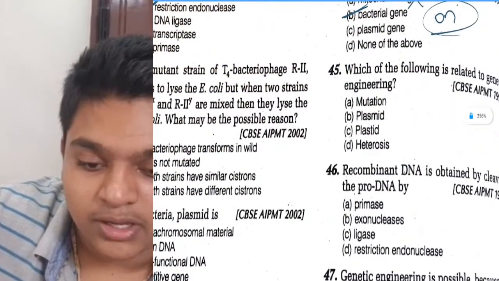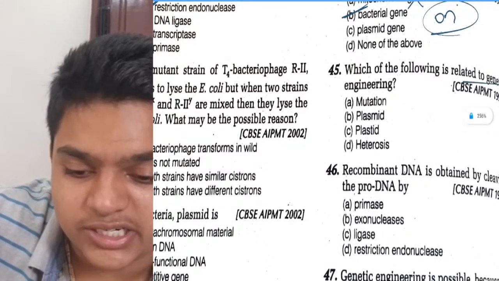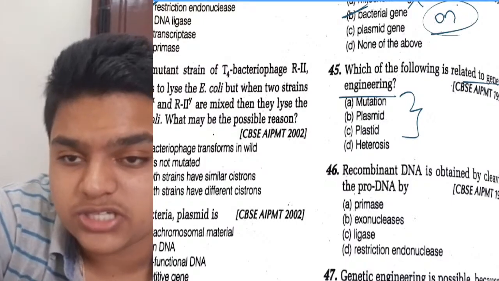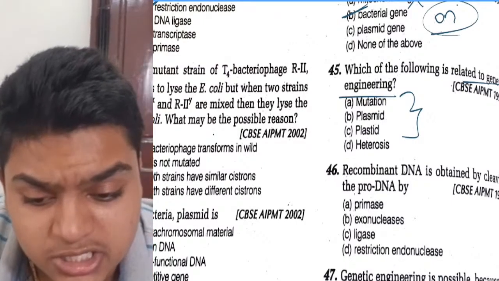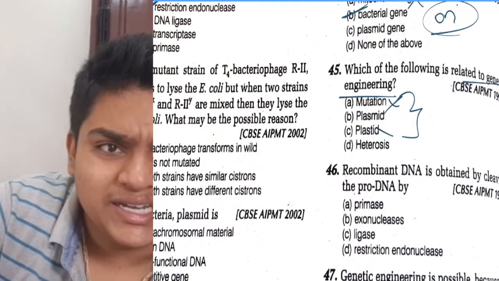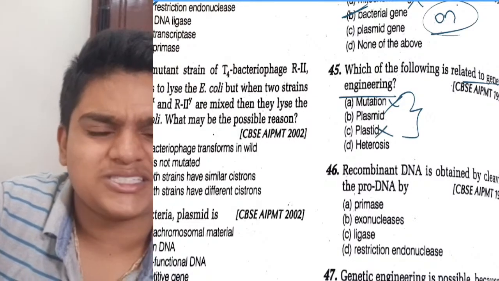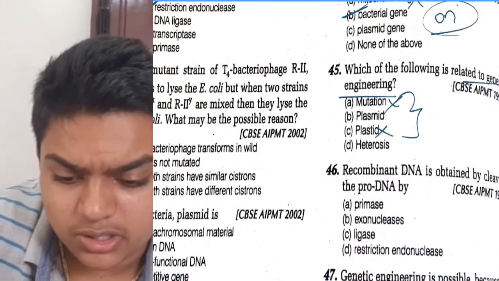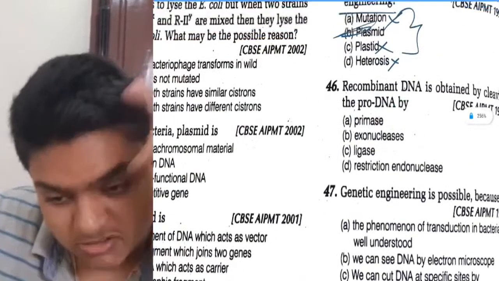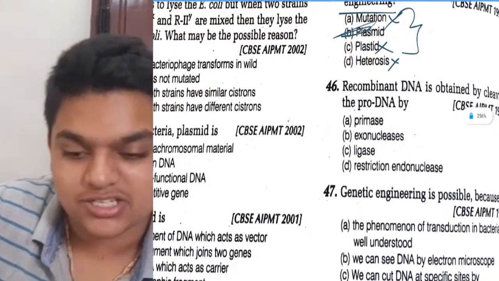Which of the following is related to genetic engineering? Mutation, so it is a natural process. Plastid, what is this plastid? It is present in plant cells, not at all required. Heterosis, we have never heard the word. Plasmid is the word which we have heard in biotechnology, so we put it.